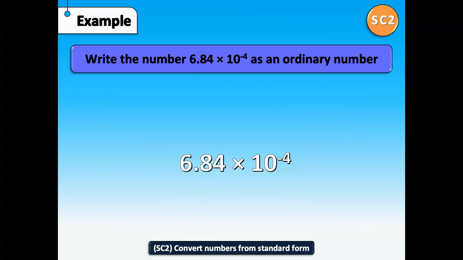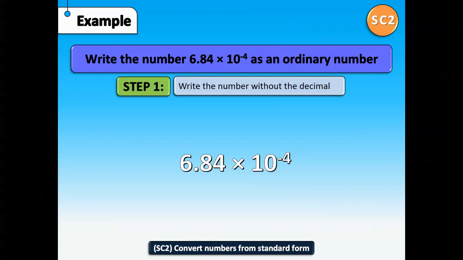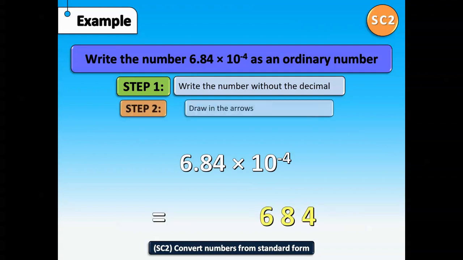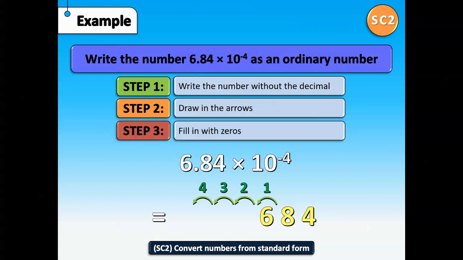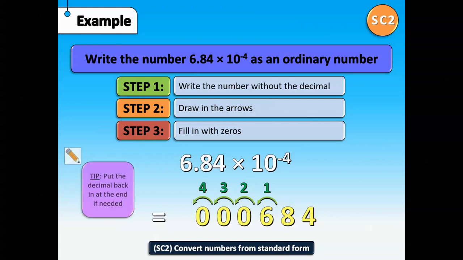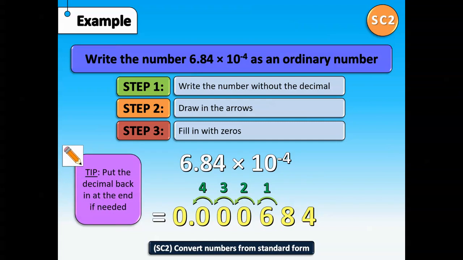Here's another example. We want to write 6.84 times 10 to the minus 4 as an ordinary number. So we write the number without the decimal. Then we draw in the arrows. And this time, because it's a minus power, the arrow is going to go forwards. And then we fill in the gaps with zeros. Now remember, this is going to be a number less than 1. So we need to put the decimal point back in. So our answer is 0.000684.